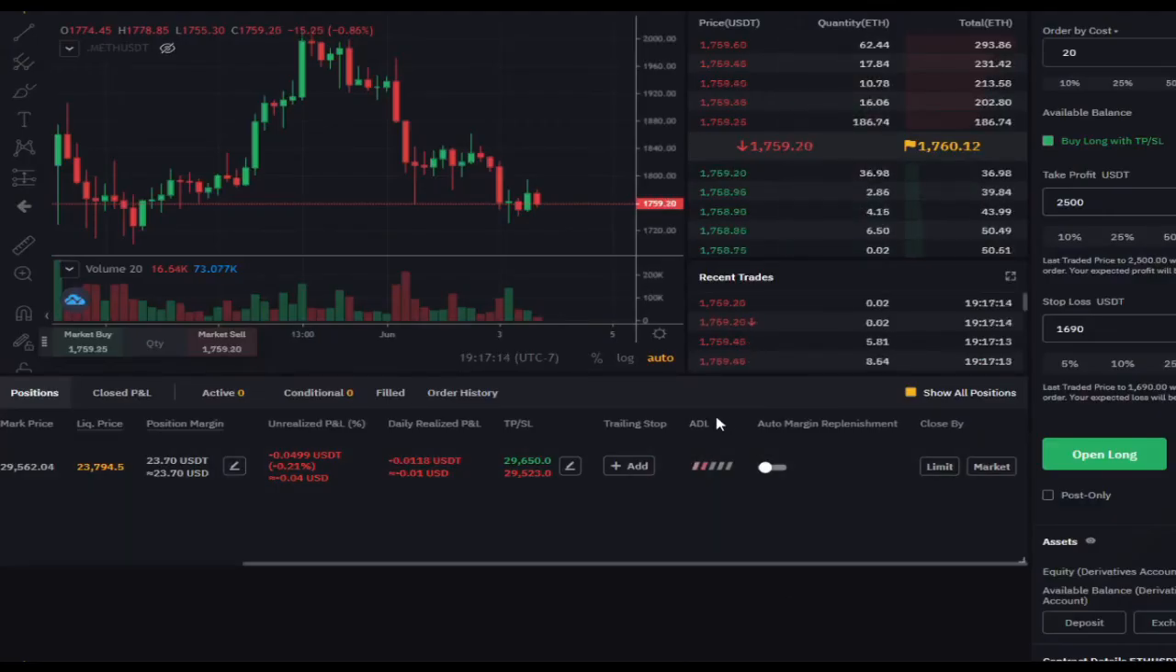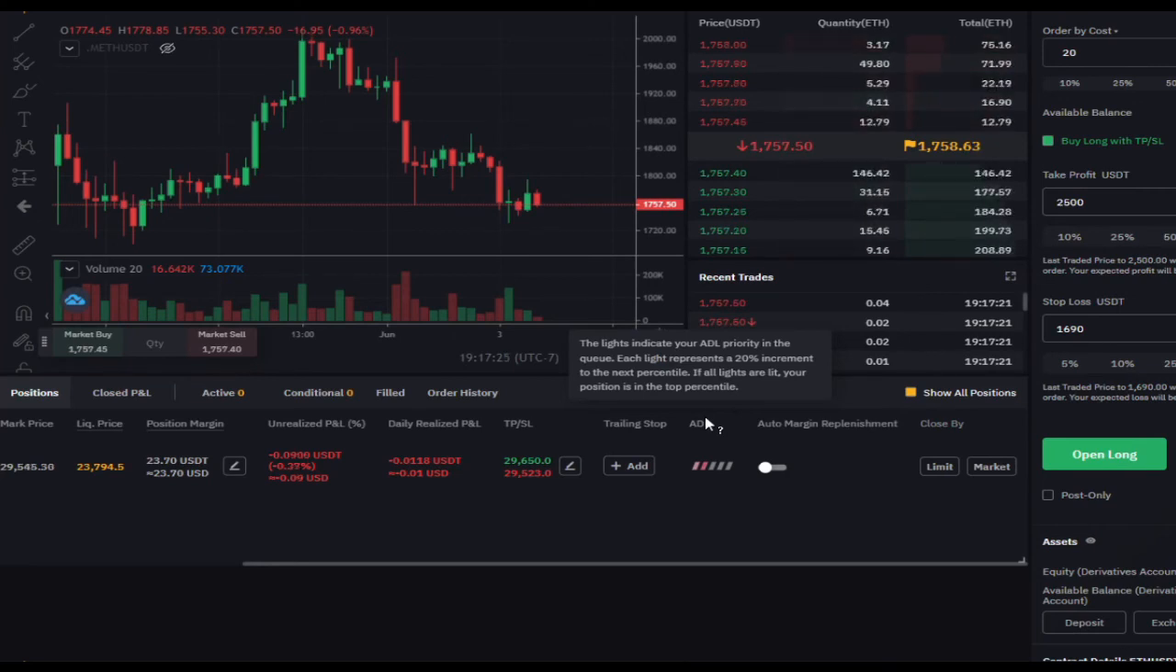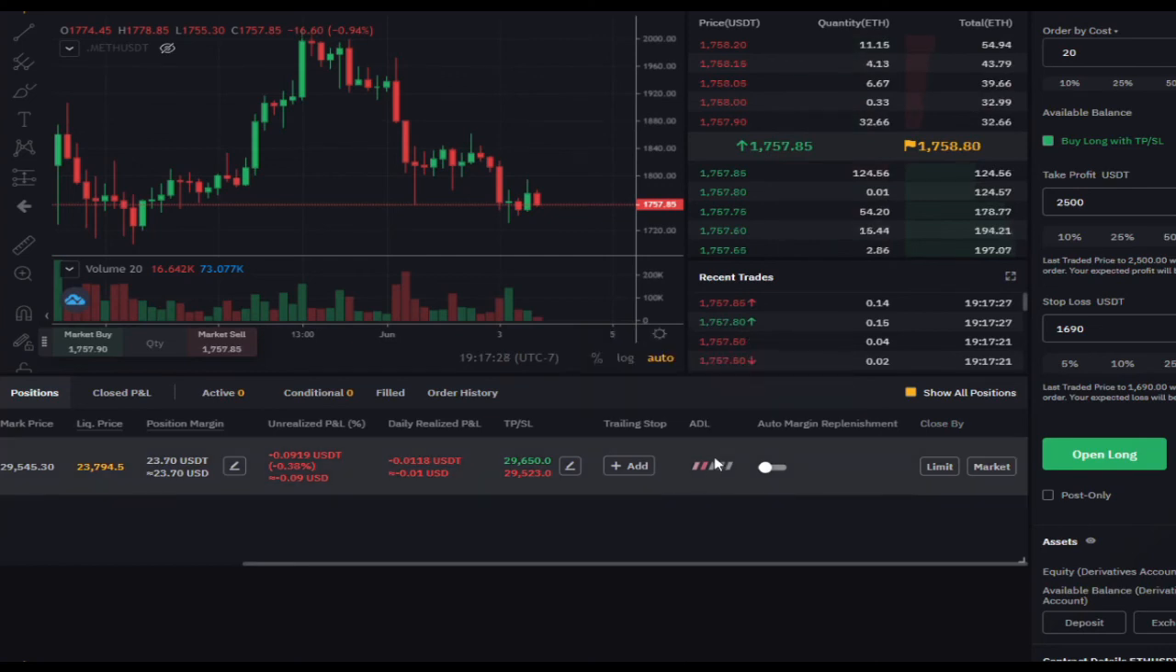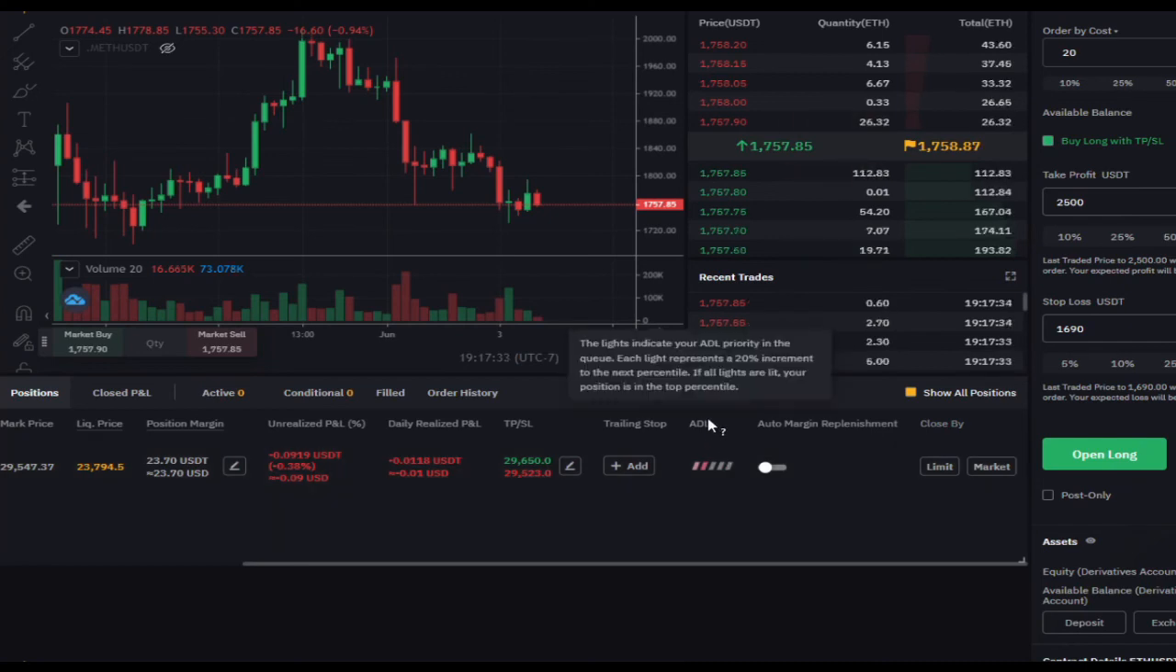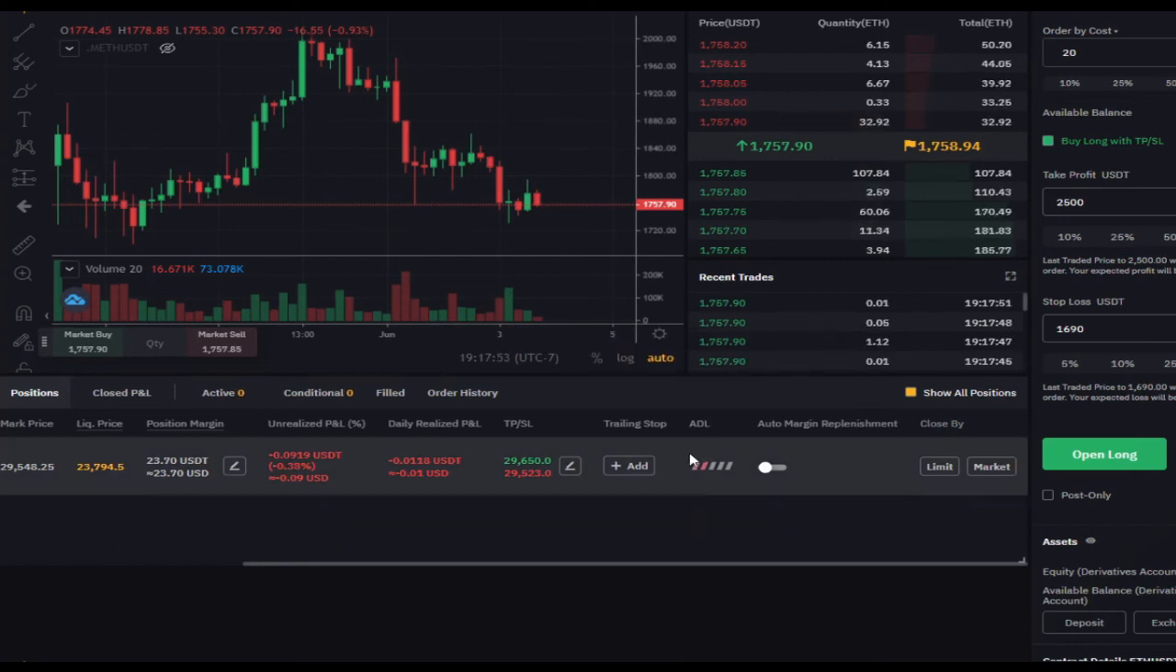And then the last thing was this ADL. So your ADL light represents your leverage. If your ADL light is all the way lit, then you are most likely going to get liquidated. It means that you are first in line to get liquidated, right? Because you're using so much leverage. It indicates your priority in the queue, as I'm reading right here. Each light represents a 20% increment to the next percentile. So if all lights are lit, your position is in the top percentile, meaning it's like the next one to get liquidated. So you want to keep this light low.